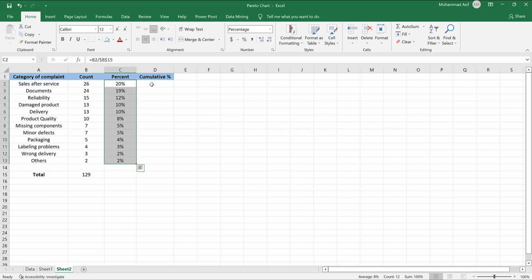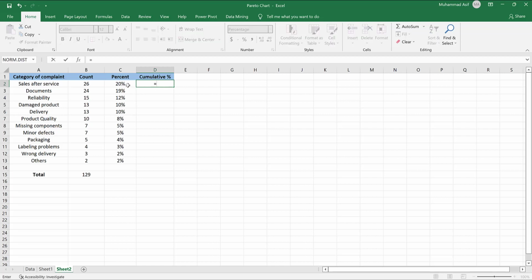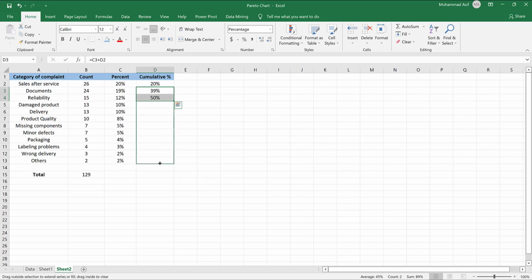And then in the next step we will find out cumulative, and cumulative will be, the first cell is equal to just this one, and then the next one will be this value plus the top value. So that's 20%. 20 plus 19 is 39, and then 39 plus 12, it should be 51, 50, and then the total should be 100%.